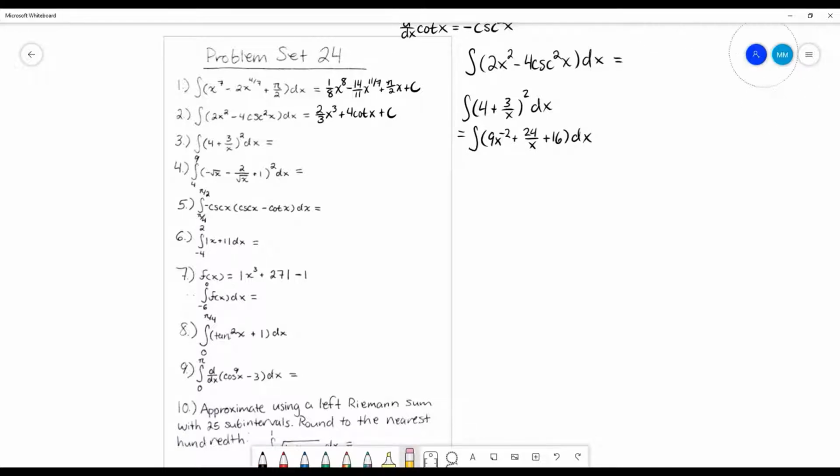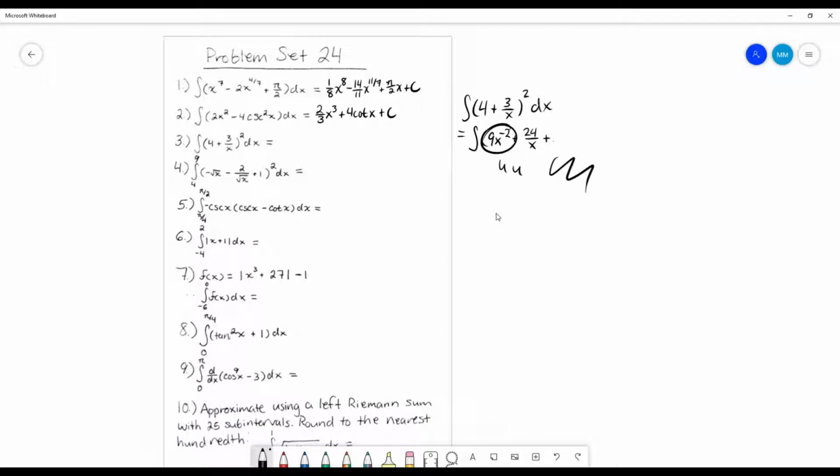Let me just erase some of that up there, get it out of our way. Now, this is pretty straightforward because it's just undoing that power rule.